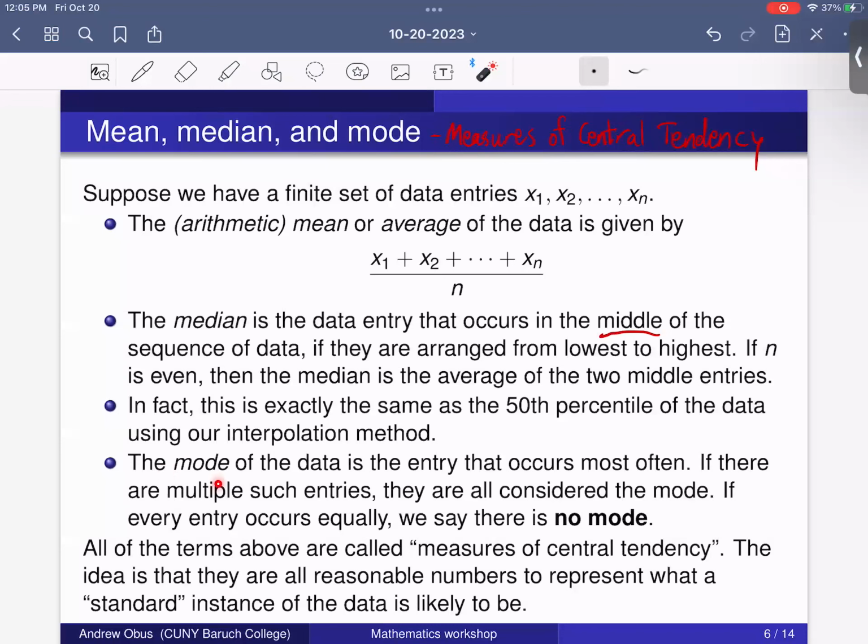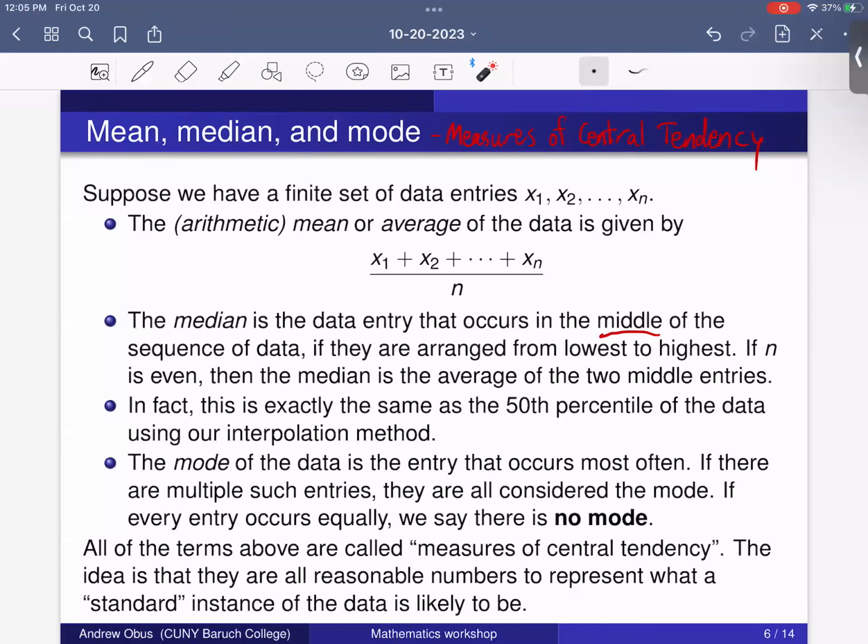And then the mode, which is, people use it, but I would say it's less important than the mean or the median. The mode is the entry that occurs most often. And if there are multiple such entries, so if you have two different entries that each occur most often, then we consider both of them the mode. But if every entry occurs equally often, then we say that there's no mode at all, okay?